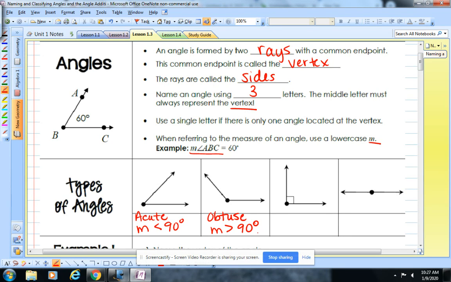Okay? And then this one is a right angle. We show right angles by having the little square in the corner. And a right angle, what's the measure of a right angle? Exactly 90 degrees. And if we have a straight line, it is called a straight angle. Does anybody know the measure of a straight angle? 180 degrees exactly. Okay, so you can think about that as two 90 degrees put together.